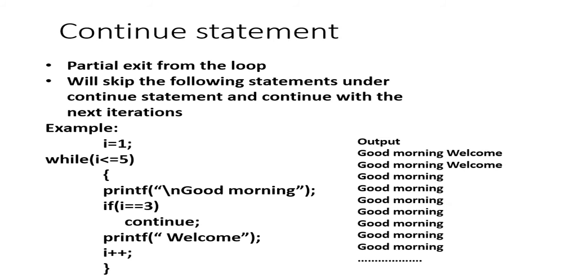Let us take the previous example itself, that is i equal to 1 and i less than or equal to 5. 1 less than or equal to 5, the condition is true. Good morning will be printed. And as 1 is not equal to 3, continue will not be working there. And so welcome will be printed. i gets incremented to 2. Again the condition will be evaluated as 2 less than or equal to 5, and as the condition is true, good morning will be printed. 2 not equal to 3, so continue will not be working there. So again welcome will be printed. i gets incremented to 3, 3 less than or equal to 5.